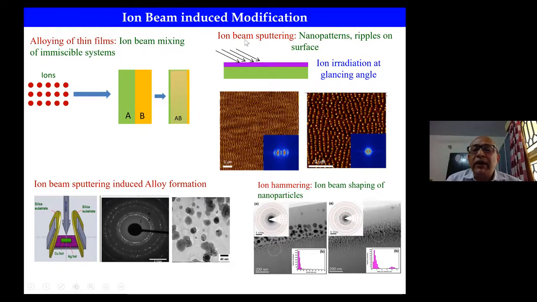This ion beam sputtering is where you can also get nano patterns and ripples on the surface. This shows nice ripples which have been created by this kind of ion beam sputtering, and various angles are also possible. Dr. K. Saravanan has now made these holders for getting various angles. One can do the ion beam sputtering also. So these are the various other applications of ion beam induced modification.